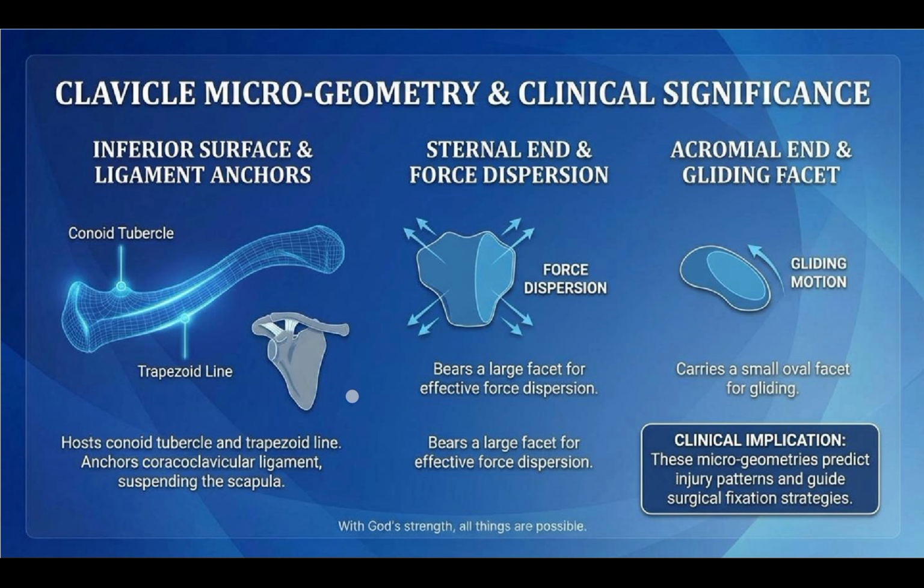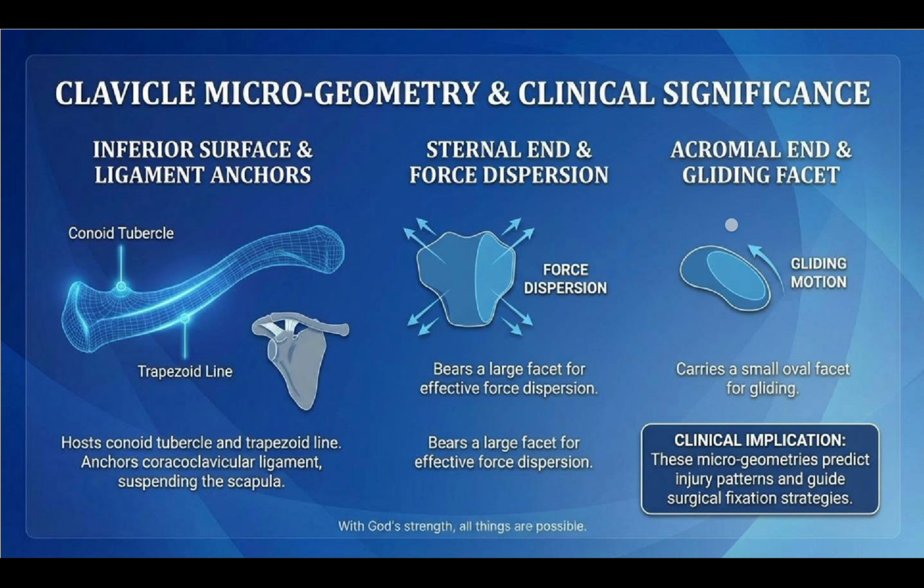So we have the sternal end and force dispersion. The sternal end is attached at the manubrium of the sternum to form the sternoclavicular joint and bears a large facet for articulation and effective force dispersion.